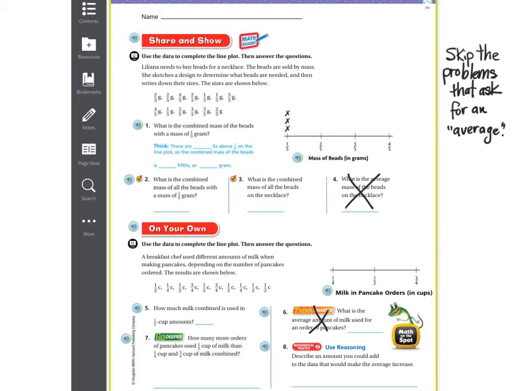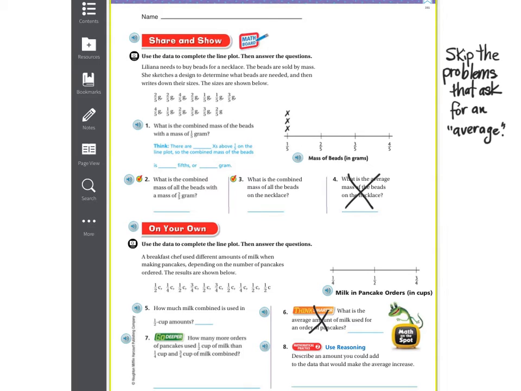Okay, last example is going to be the share and show. So we're going to use the data to complete the line plot, then we'll answer the questions. The situation here is Liliana needs to buy beads for a necklace. The beads are sold by mass, so that means how much it weighs. She sketches the design to determine what beads are needed and then writes down their sizes. The sizes are shown below.